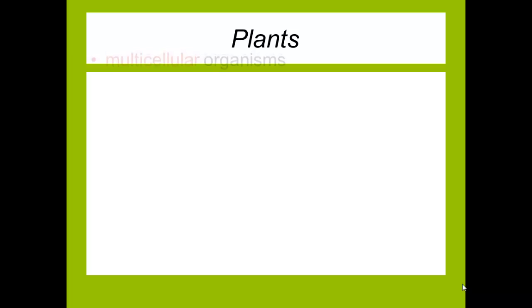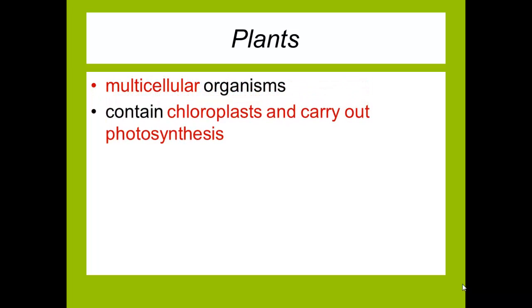Plants, the plant kingdom. All plants are multicellular. They are made out of many cells. They contain chloroplasts. They carry out photosynthesis. Inside those chloroplasts is chlorophyll. Those chloroplasts would be called organelles, that is, small organs within a cell. They have cell walls, and those cell walls are made out of cellulose. Cellulose is a type of carbohydrate.